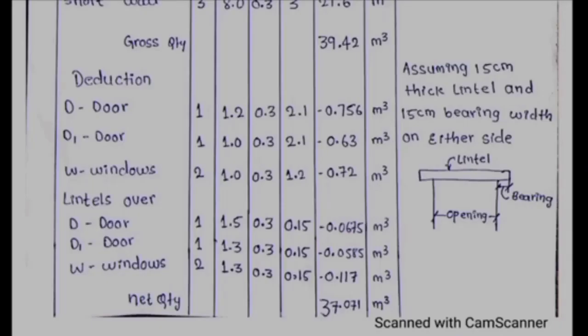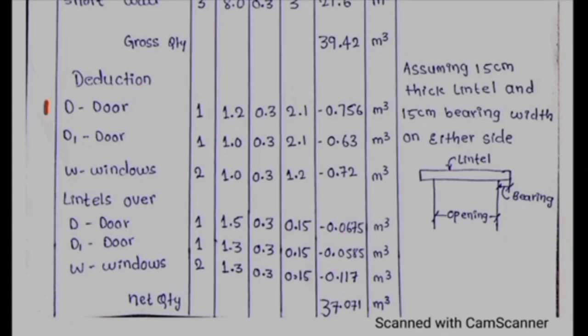So deduction for openings. Write the door D1. The number of D1 doors is only 1 in the plan. Its dimension is 1.2 meter by 2.1. So 1.2 meter is the length and 2.1 is the height. Width is 0.3 meter. Why? Because the door is placed in the 0.3 meter thick wall.